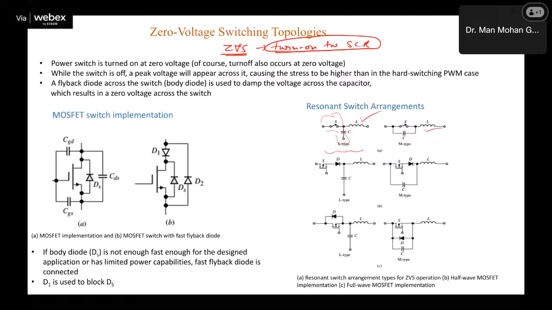If you want to make it unidirectional half wave operation, you just connect a diode here. If you want to make it bidirectional, a full wave operation, you connect an anti-parallel diode. So this switch will carry current in both the directions. Here switch will carry current in only one direction. Similarly here, right? So now with these configurations, we can replace the switch.